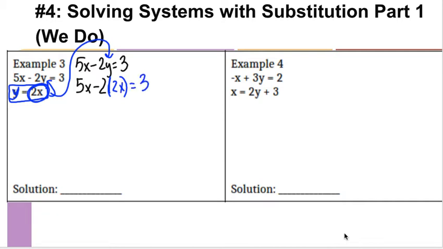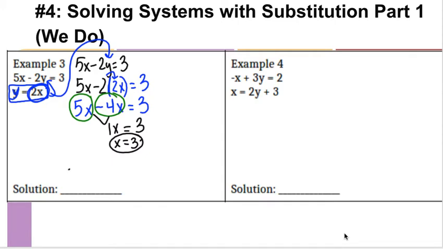Equals 3. So now I've got 5x, and now I'm going to multiply negative 2 by 2x. That makes negative 4x, which is equal to 3. I can combine like terms. I see 5x minus 4x, or negative 4x, however you want to think about it, and that's 1x equals 3, which is really just x equals 3.